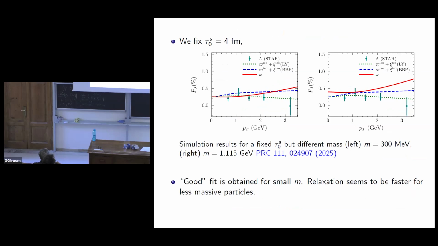Now in the next figure, we fix the initial spin time and vary the mass parameters. The left figure is when the mass is 300 MeV. The right figure is when the mass is the lambda mass. We compare our results with prescription 1, which is the blue dashed line, and prescription 2, which is the dotted line. As you can see, a good fit is observed for a smaller value of mass, which is indicative of the fact that relaxation is faster for less massive particles.